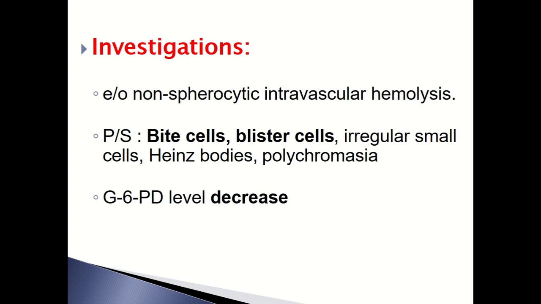Investigations again: usually there is non-spherocytic intravascular hemolysis. The constant finding is bite cells and blister cells on the peripheral smear. This is an MCQ. And G6PD level is decreased.